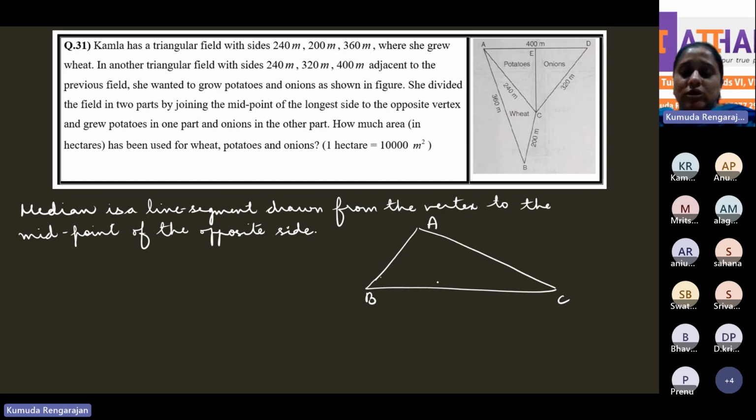Okay. So look at this triangle ABC. Now if I mark D as the midpoint of BC, AD is the median on BC, because it's a line segment from the vertex to the midpoint of the opposite side. If a line segment from the vertex of a triangle meets the opposite side at the midpoint, then that line segment is called the median of the triangle.